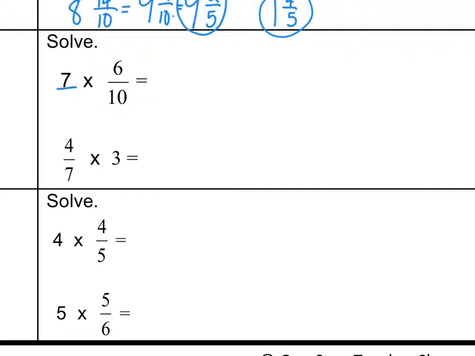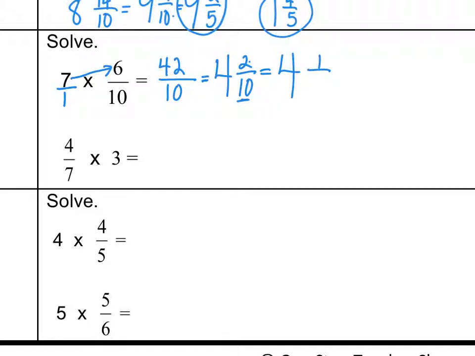Okay, we know when we're multiplying by a whole number, we just put that over 1. Multiply across. 7 times 6 is 42, and 1 times 10 is 10. Here's where it gets interesting. How many groups of 10 could I get out of 42? I could get 4, couldn't I? So that'd be 4 wholes, and how many would be left over? 2, and our denominator stays the same. It's still tenths, but this will reduce. So let's rewrite it a better way. Half of 2 is 1, half of 10 is 5. So 4 1/5 is the best answer for that one.